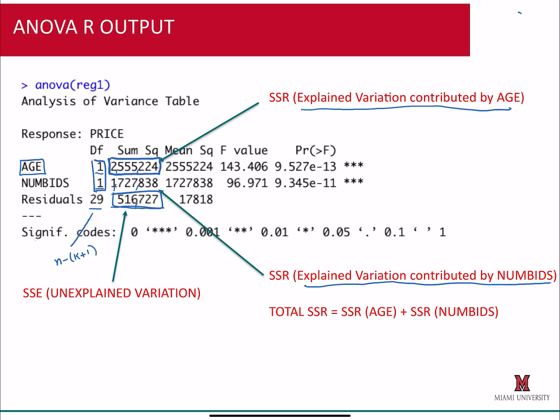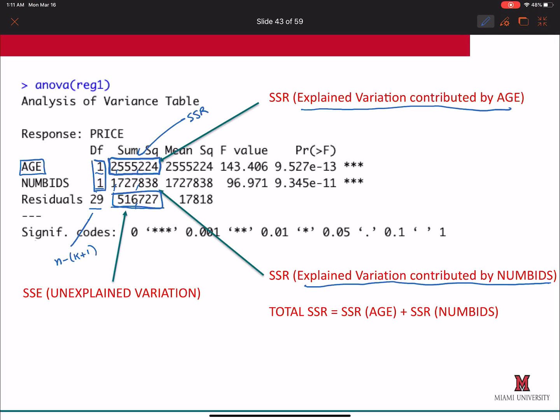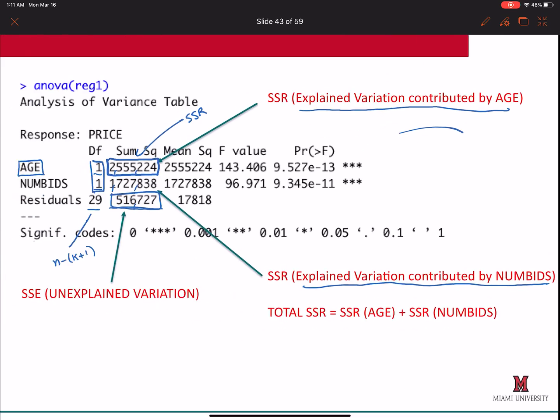You can actually sum up the two SSRs to get a total SSR. If you sum up the age and the number of bidders SSRs, you would get what we call the total SSR. And again, that's where we are going with the next slide.